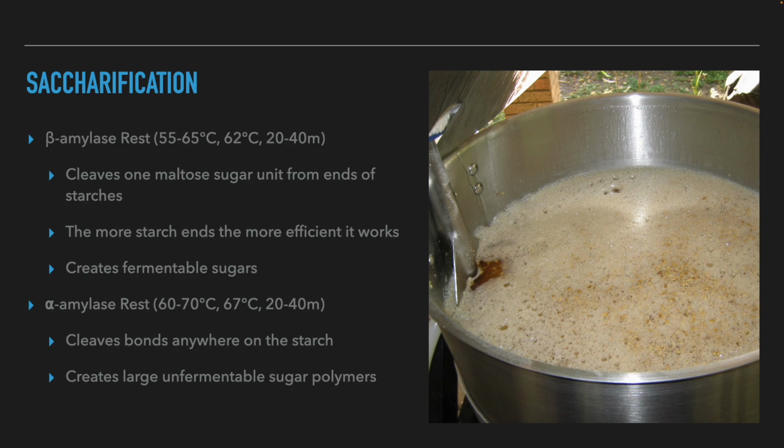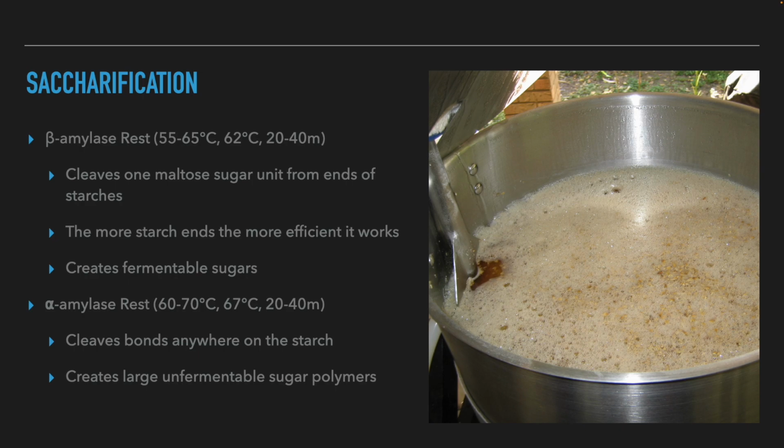The first of those is called beta amylase rest. This rest is done between 55 to 65 degrees Celsius, with 62 degrees Celsius where this enzyme is most active, and usually lasts 20 to 40 minutes. Beta amylase works by cleaving one maltose sugar unit from the ends of starches. The more starch ends, the more efficient it will work. This enzyme creates very fermentable sugars.